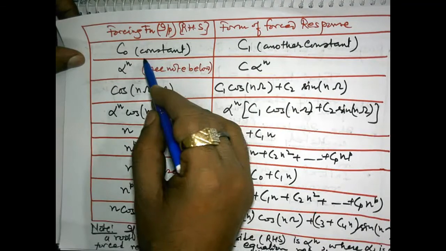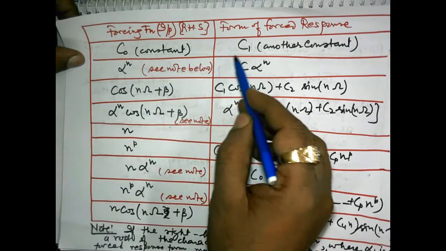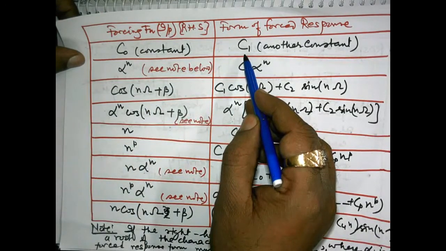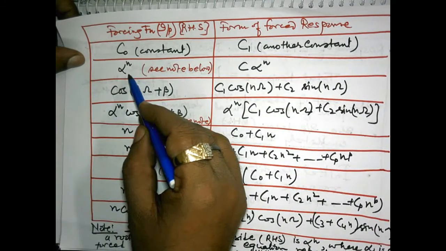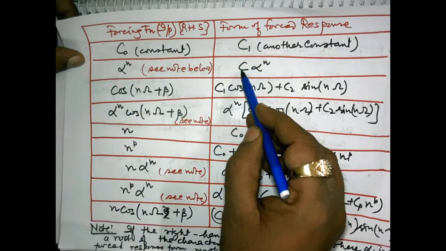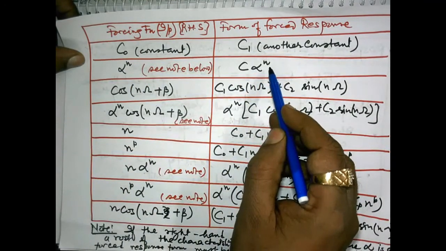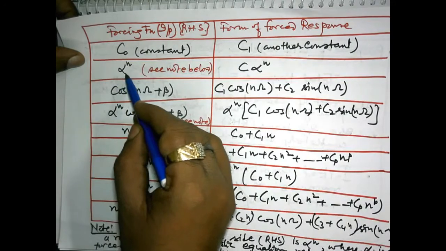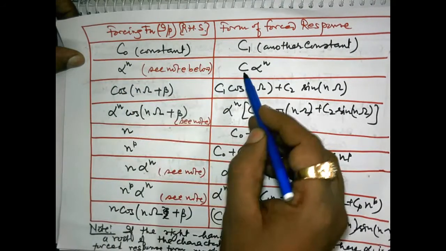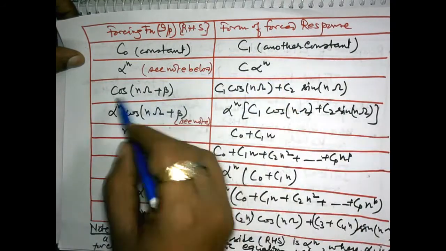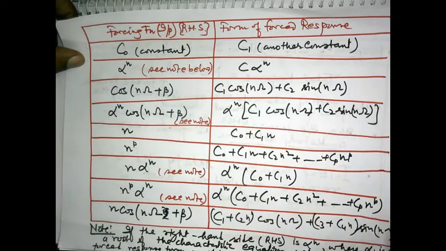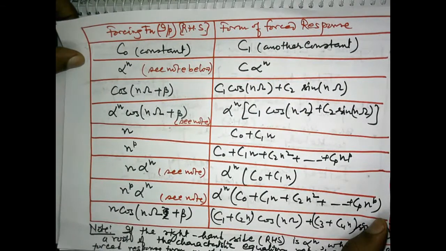If the forcing function is a constant, the forced response will be another constant. If the forcing function is alpha to the power n, meaning something like 0.4 to the power n, naturally the forced response will be c times 0.4 to the power n, or c times 0.6 to the power n. This way we discussed many systems depending on the different kinds of inputs.